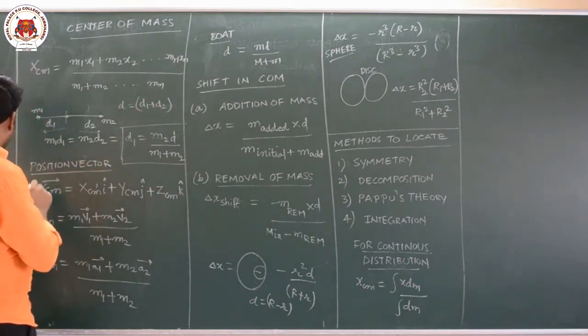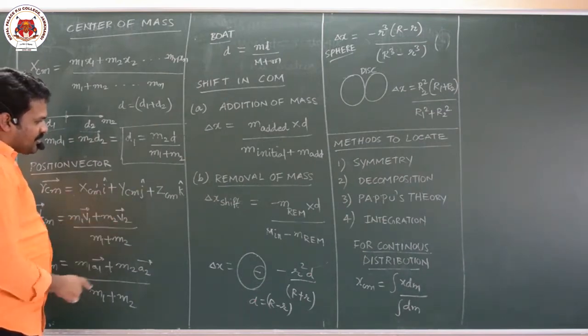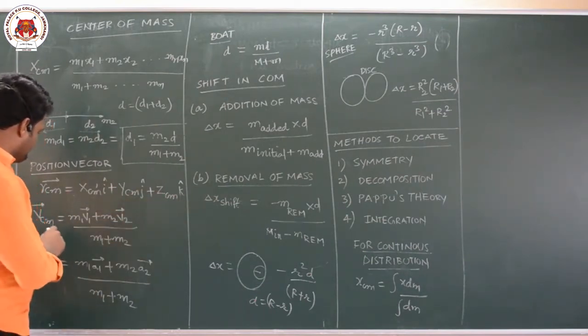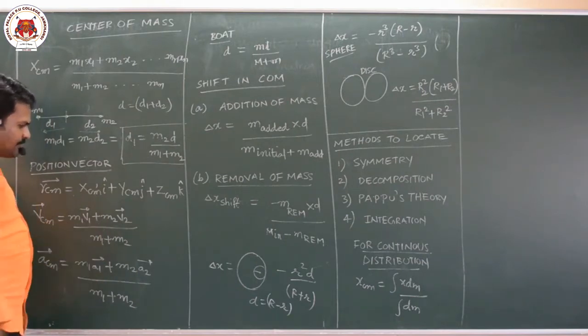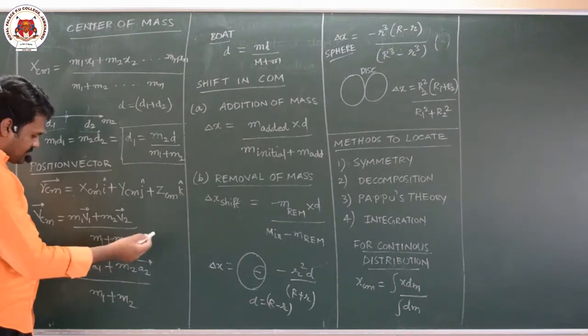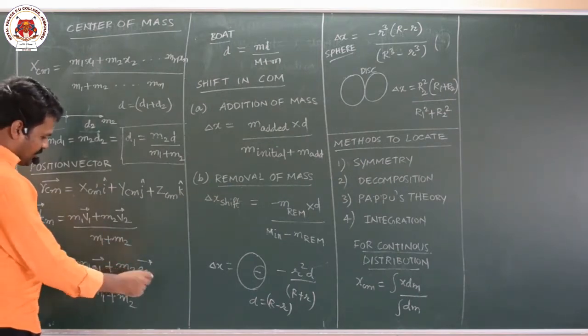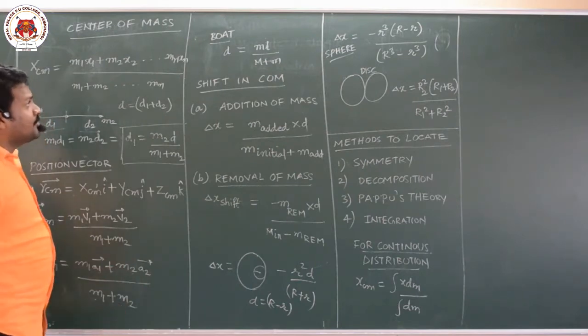Similarly, the position vector of the center of mass, rcm bar, is equal to xcm i cap plus ycm j cap plus zcm k cap. Velocity of the center of mass is m1 v1 bar plus m2 v2 bar by m1 plus m2. acm is m1 a1 bar plus m2 a2 bar by m1 plus m2.